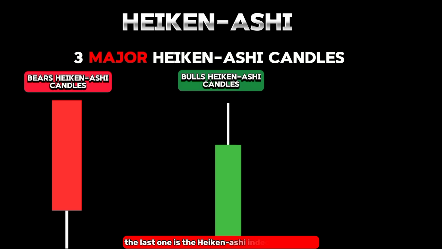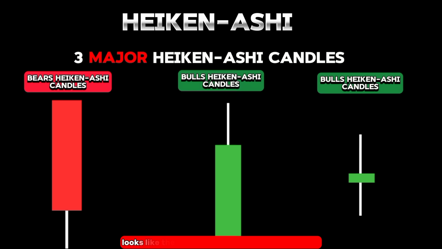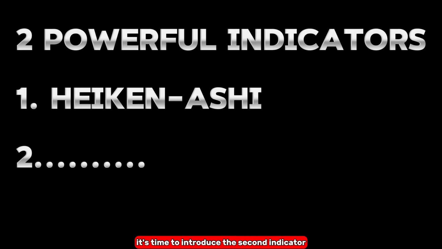The last one is the Heikin-Ashi indecision candle. It looks like the doji. You mostly see this candlestick when the trend is about to change. This represents indecision in the market. Each time you see this Heikin-Ashi indecision candle, you should be very careful. It means that the market is about to make a change to the side of the buyers or the sellers. And now that we know all this, it's time to introduce the second indicator.